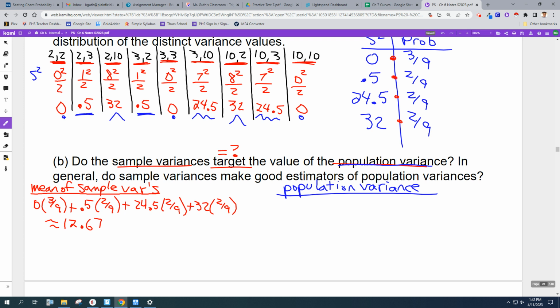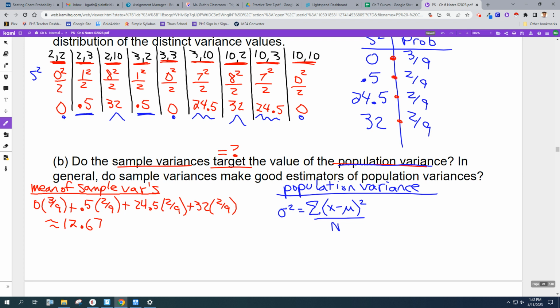Okay. Here's where that equation comes in. The population variance, sigma squared, equals capital sigma times x, quantity x minus mu, squared, over capital N.